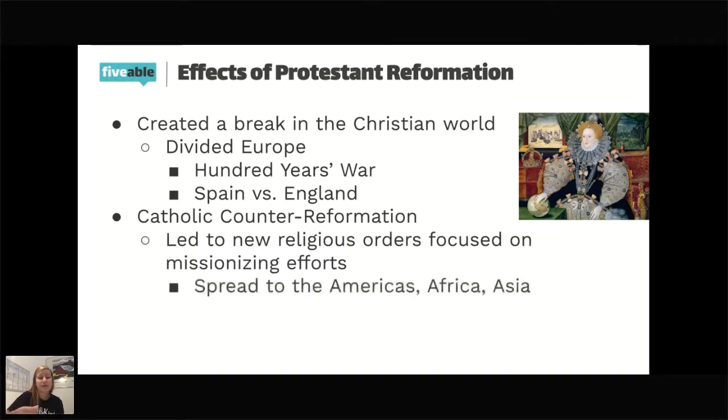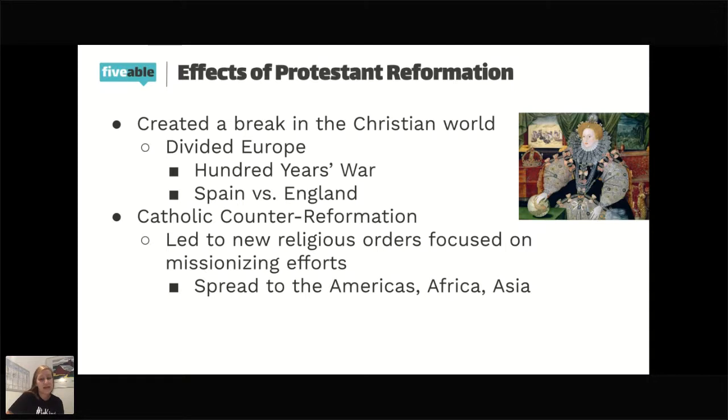As we see with this overseas colonization, we're going to start to spread these missionizing efforts to the Americas, to Africa, and to Asia. And so this is going to have some long-lasting effects, as these far-reaching areas are going to be seeing Christian and Catholic missionaries spreading Christianity to these areas where Christianity was not practiced previously.